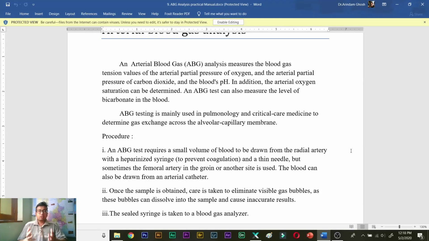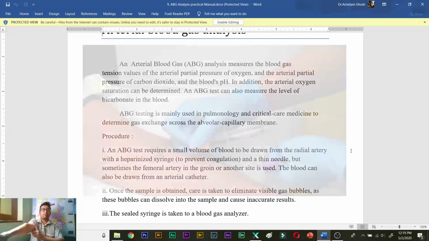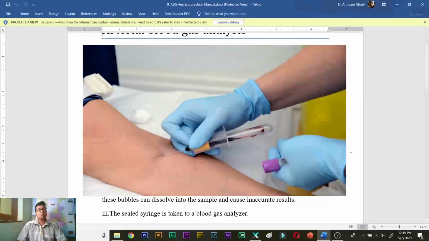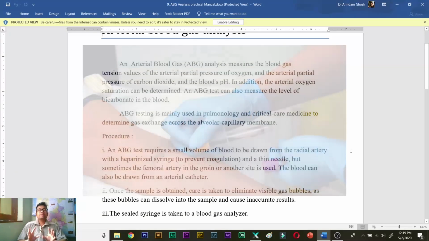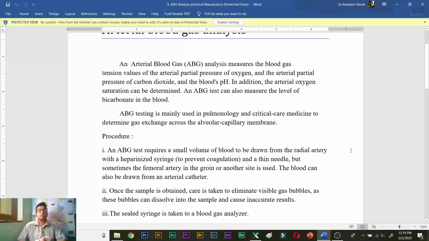I know most of you have seen or might have given blood for routine blood tests like blood glucose, urea, creatinine, liver function test, LFT, etc. You must have noticed that your blood sample is drawn from over here, that is the median cubital vein. That's the most common area from where we do routine biochemical analysis. But for blood gas analysis, the arterial blood is preferred.